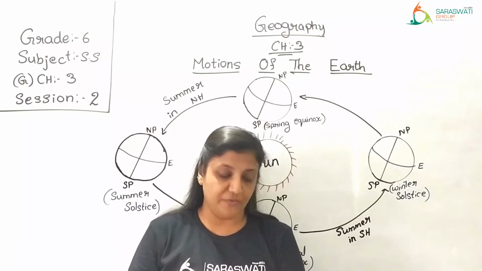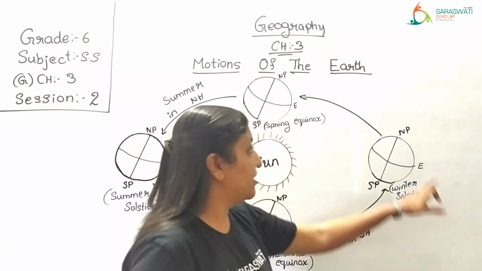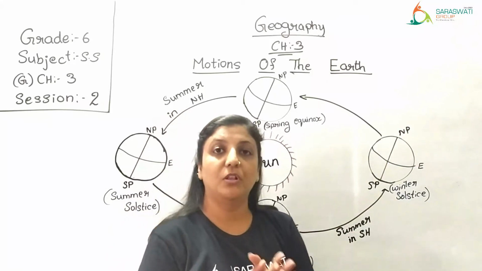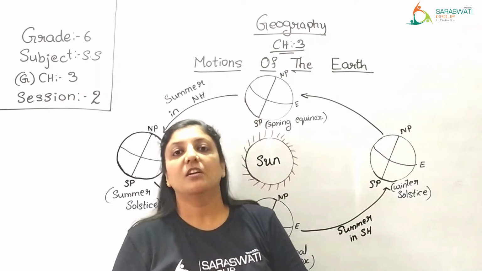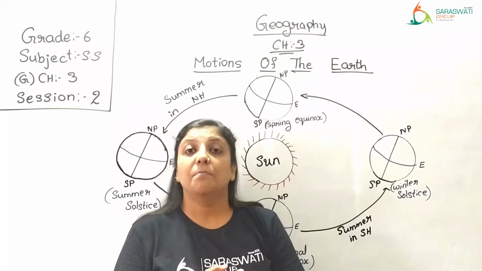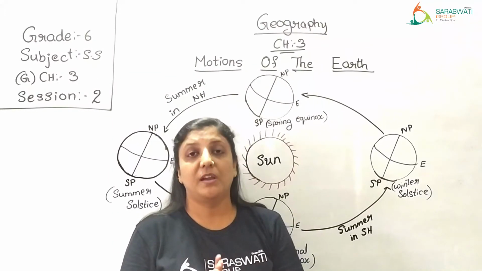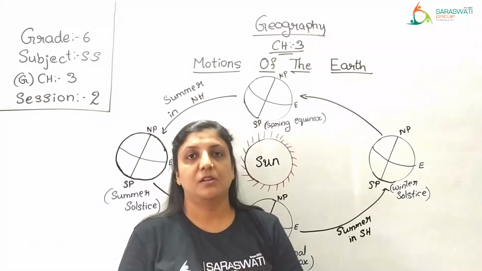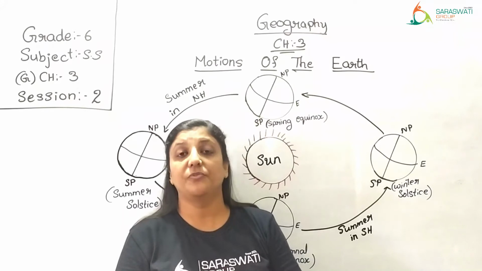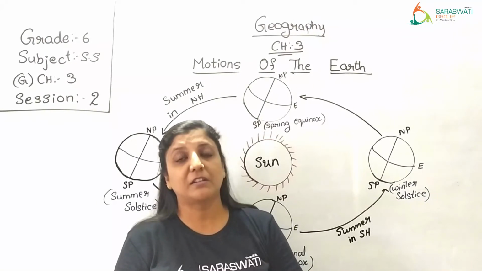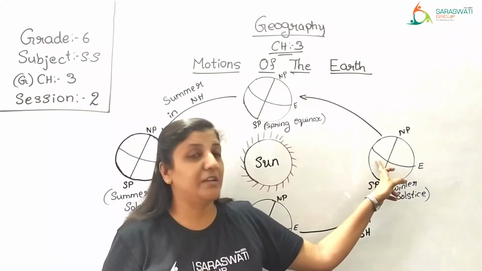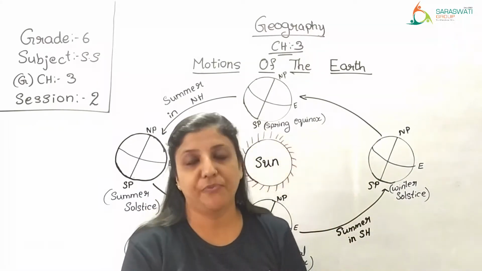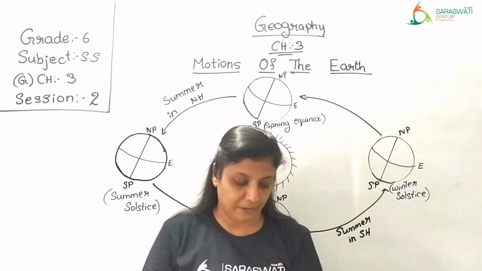At the poles, the variation is maximum. So at the North Pole and South Pole, the variation in length of day and night is maximum, meaning very much higher. Right? You can notice the difference because the difference is so much. Near the equator, minimum, and near the poles, maximum difference is noticed.